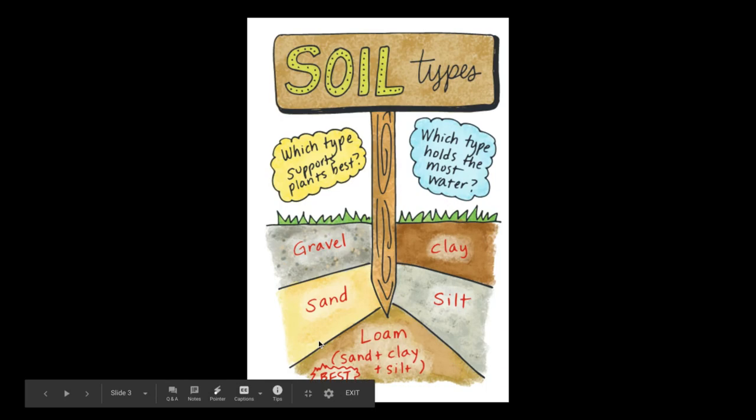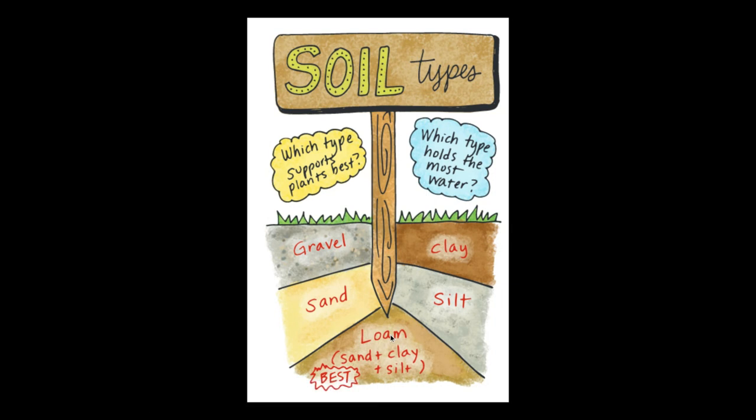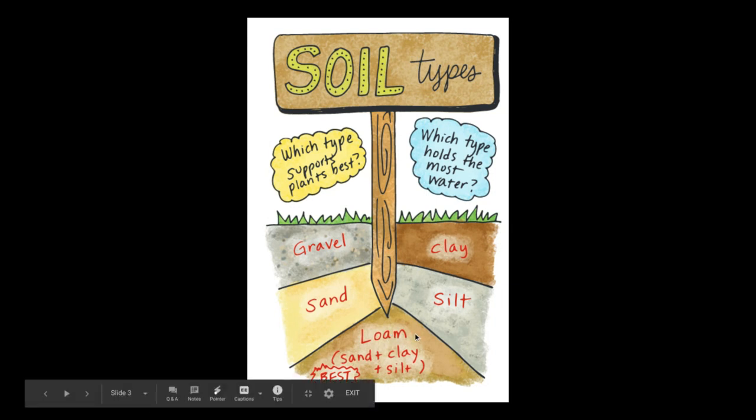So we have 5 different types of soil that we will talk about. We have gravel, sand, clay, silt, and loam. Loam is the best.